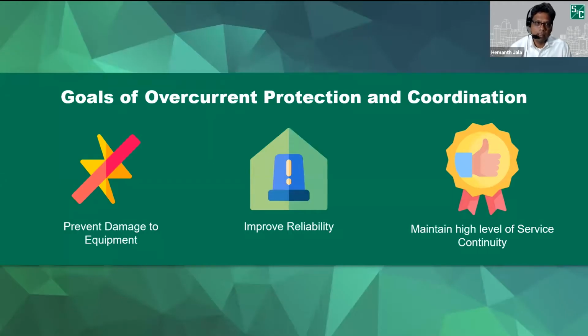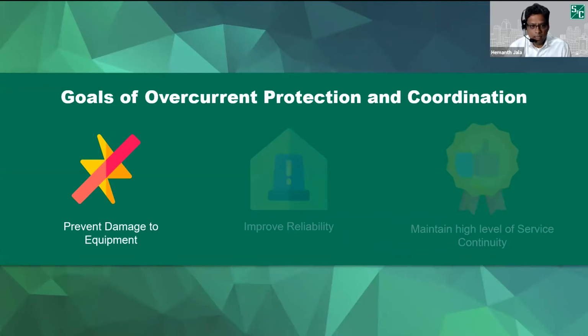So here I've listed the overall goals of overcurrent protection and coordination. The first one is you want to prevent damage to your equipment. The second one is improving the reliability of the system. And then the third one is you want to maintain a high level of service continuity. You want to make sure as many customers as possible on your system have power as much as possible.